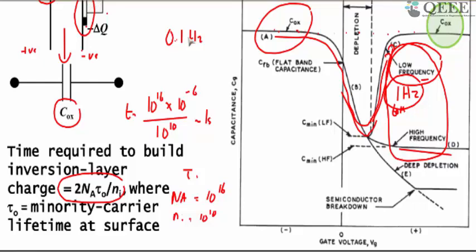But if you increase the frequency, suppose you apply somewhere around a couple of 100 kilohertz or 1 megahertz, the frequency characteristics you get are going to be the high frequency characteristics. So you no longer have Cox here. What happens is that it will reach a C minimum, somewhere around C minimum. That is what is going to happen.